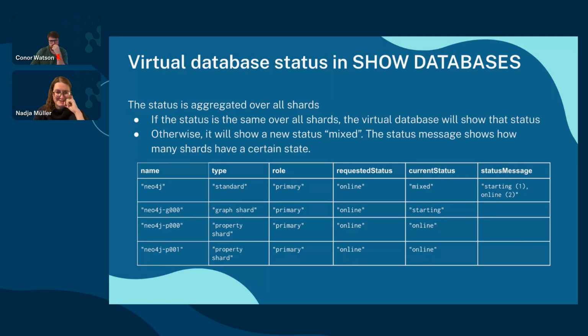Also interesting to know about show database is that the virtual database has a bit different values for some fields. And one of the fields is the current status column. Here we define the current status based on the shards that are underneath the virtual database. So if all status of the shards are the same, the virtual database will have the same status. And if you have different kinds of states, the current status will actually have a new state called mixed. And in the status message, you can see which shards or what number of shards have a certain state. So an example, it's one shard that is starting and 2 that are online.